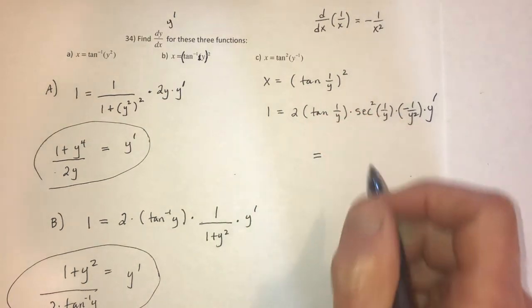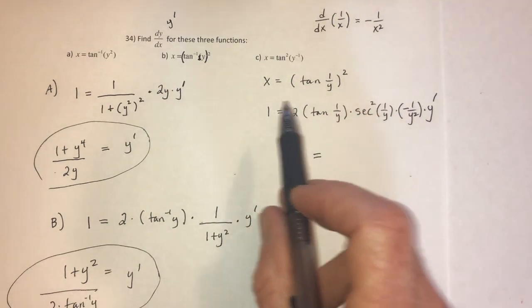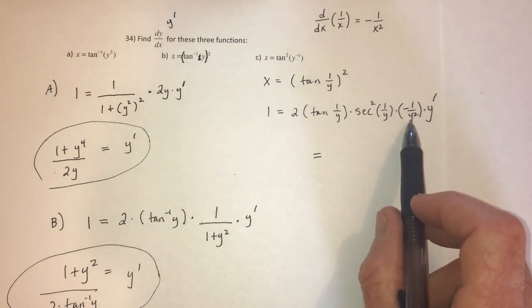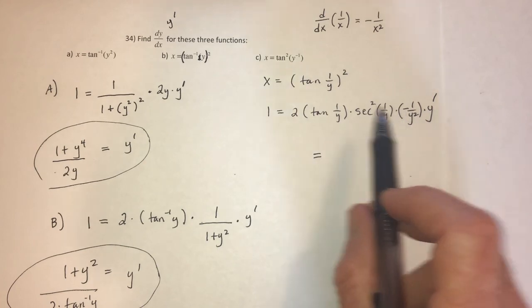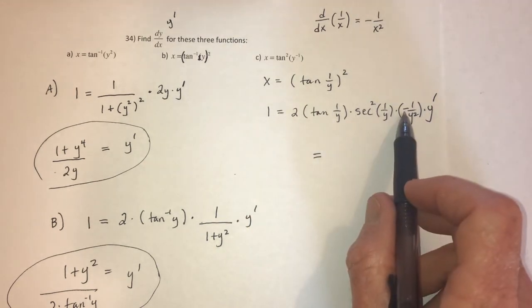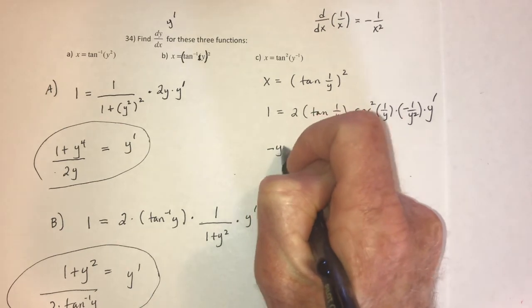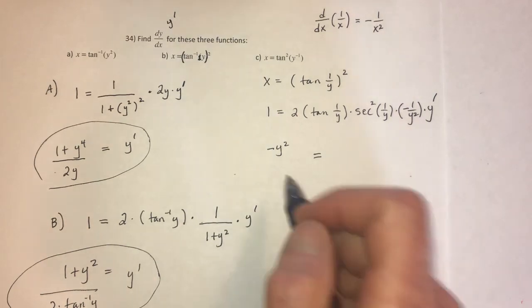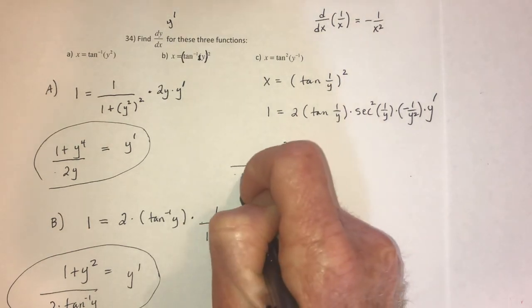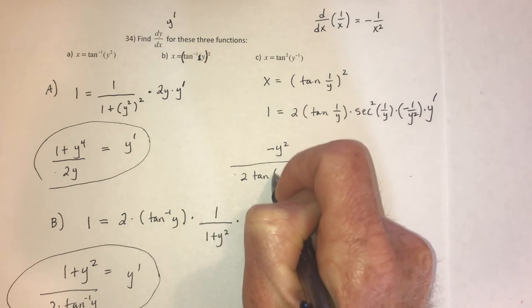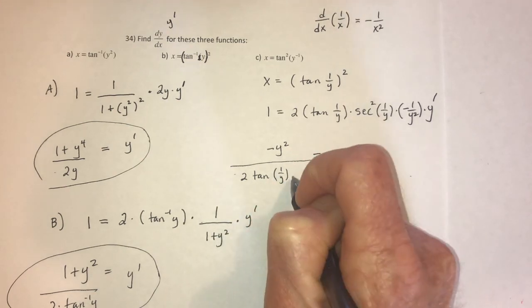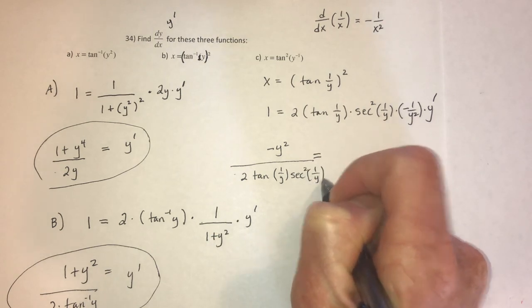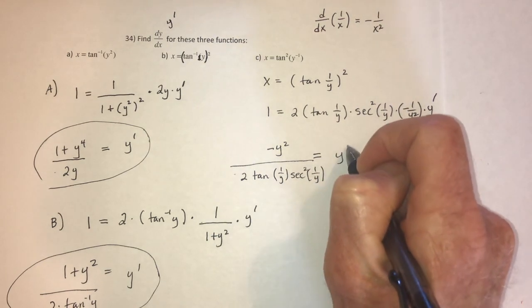So again, we need to move all this stuff over here to the left side so we could solve for y prime. So this is a y squared on the bottom, so I could multiply by y squared and even take the negative with it. So that'll be negative y squared on the top. And then all of this stuff, you could just divide by 2 tangent of 1 over y and secant squared of 1 over y, and then this would just be y prime.